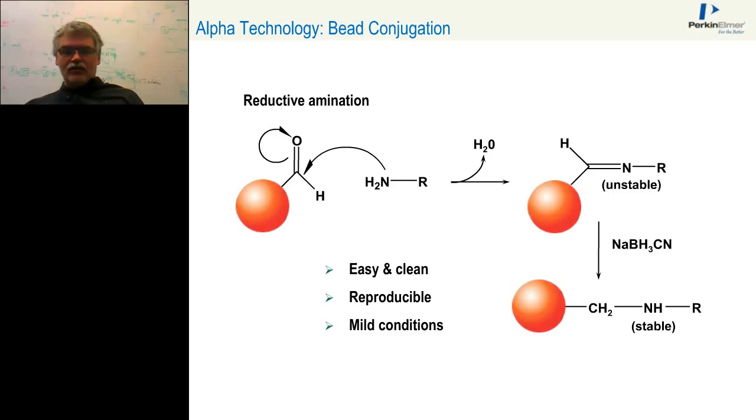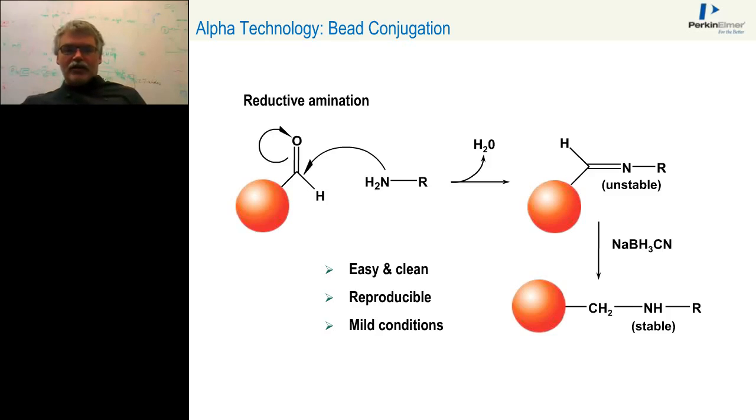This gives you an easy, reproducible, mild treatment that doesn't require much antibody, but also has the advantage of giving you a stable covalent bond that will resist any kind of biological matrix you can put in there. So there's no risk, for example, of the antibody leaching out of the plate if I were to use a large amount of detergent.